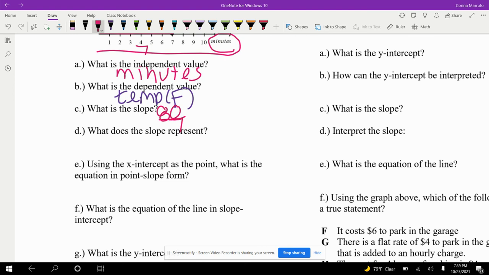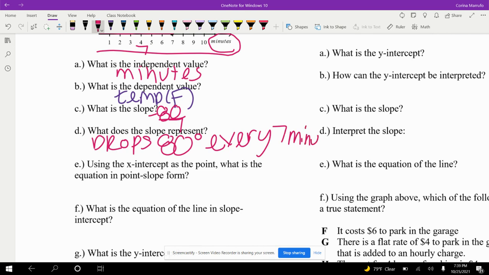What does the slope represent? Remember, 80 is our temperature, and it's actually negative. I almost missed that. So it drops 80 degrees every 7 minutes, because our x value is minutes.